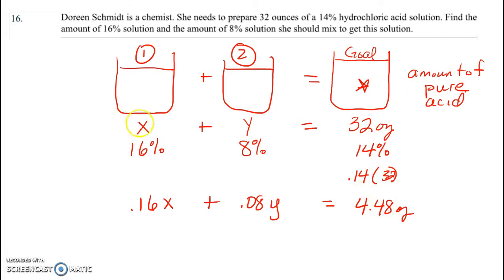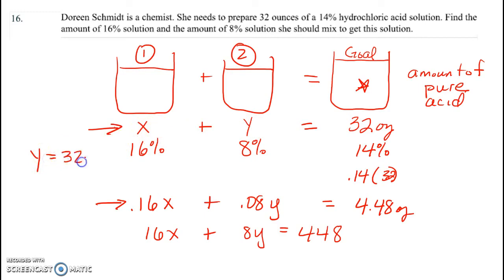All right, so our two equations are this one right here and this one right here. Now your second equation, we could multiply through by 100 to eliminate the decimal points. I get 16x plus 8y equals 448. And we could solve this equation for x or y and use substitution. I think I'll solve for, how about y? Let's subtract x from both sides, and I get y equals 32 minus x. Since 32 minus x is another name for y, I'm going to plug that in right there.